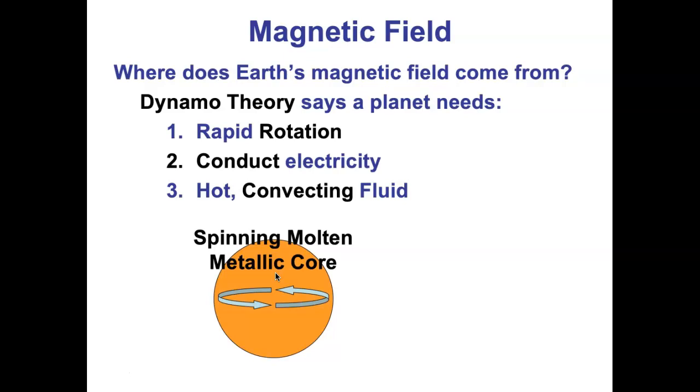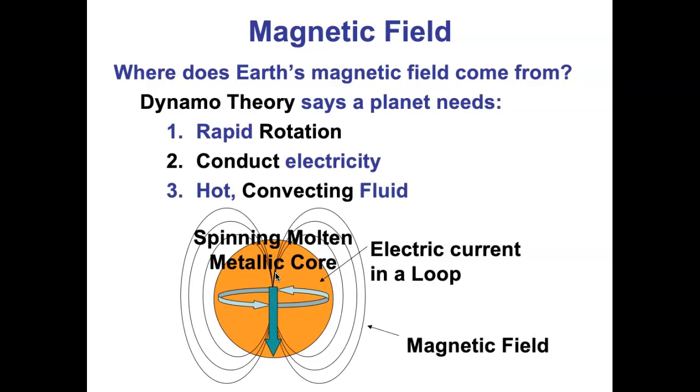So what's happening with the Earth? The Earth is spinning pretty quickly. How long does it take the Earth to spin once? 24 hours. So that's pretty fast. The inside of the planet needs to be hot and molten. It needs to be conducting electricity, in which case it needs to be made of metal. And so when you have a planet that is both hot and convecting and spinning and full of electrically conducting fluid, then there'll be electrical current flowing around the inside of the planet. And it's that electric current flowing inside the planet that is generating the magnetic field.